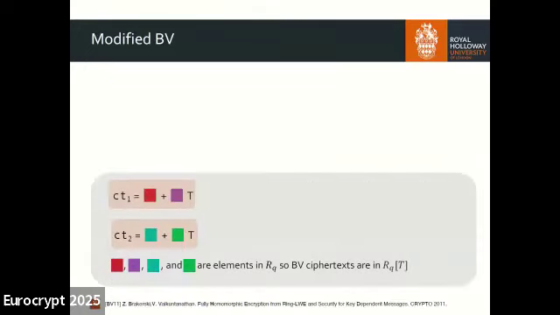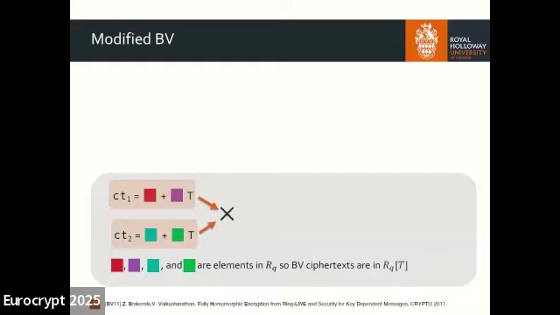So I'll explain our modifications, but first by recalling the structure of BV at the high level. So here are 2 fresh ciphertexts in BV. They're degree 1 polynomials in some indeterminate t. The coefficients of those polynomials are elements in R mod Q. Q is some really large modulus. R you can think of as a power of 2 cyclotomic ring.